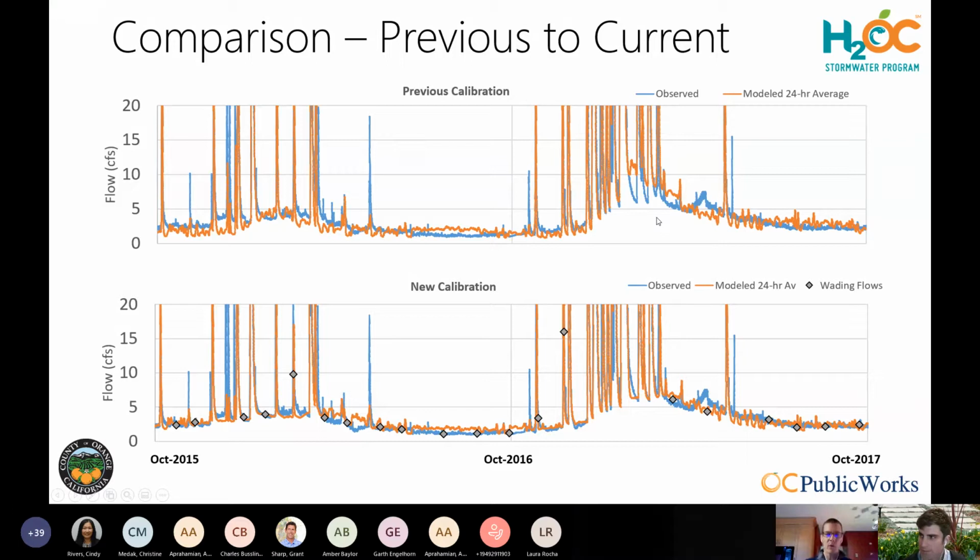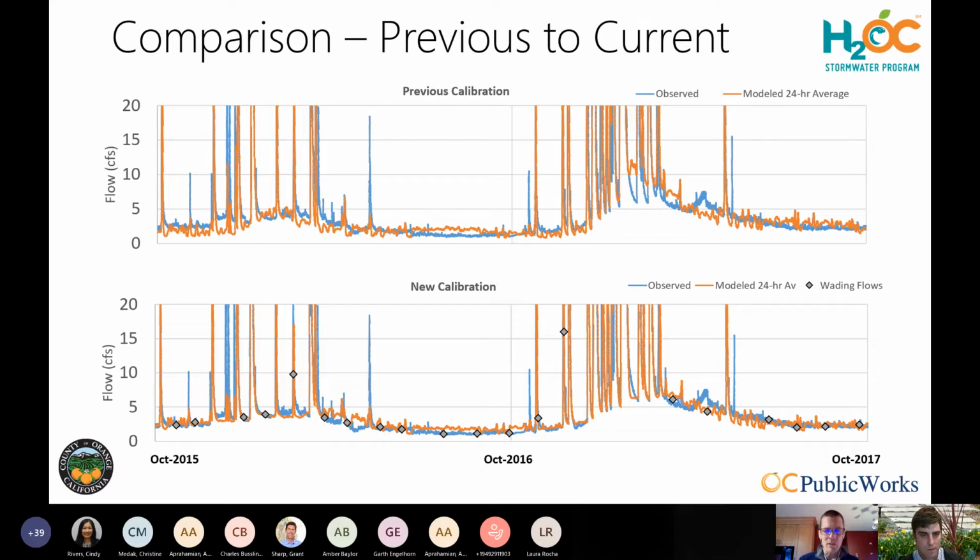Okay. So on the horizontal axis, we have time going from, in this case, October 2015 to October 2017. We have the wading flows in the lower panel are the gray diamonds. You can see them interspersed throughout. And model output is in orange, observed flow from the gauge is in blue. And we have the flow on the vertical axis.